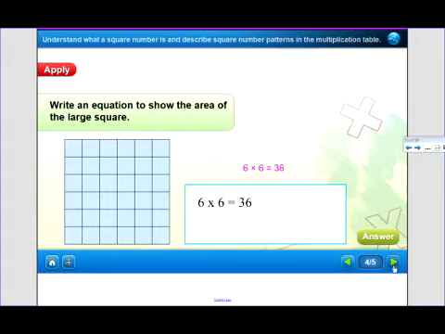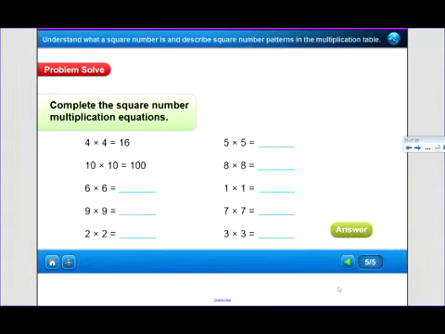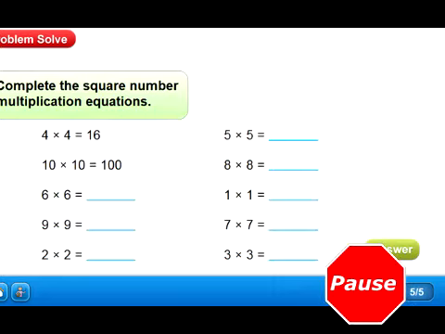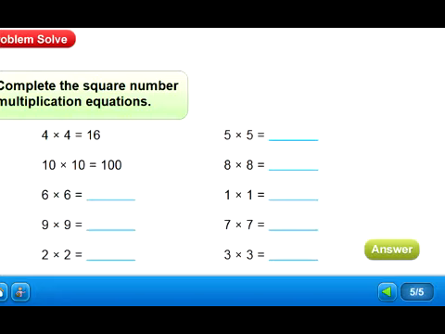Well, here's part of your assignment. I want you to pause the video, especially for this part, and see if you can get all the square numbers. There's 6 times 6 all the way to 3 times 3. So pause the video, and I'm not going to show you the answers today, so let's move on.